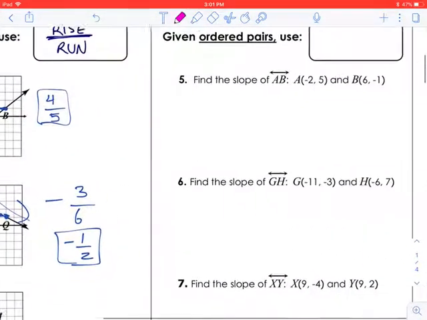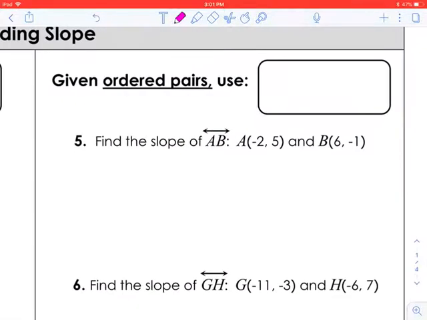Okay? So the same thing goes for ordered pairs. But we can't use rise over run, so what we have to do is use the slope formula, which is y minus y over x minus x. Okay? So now for AB, I've got 2 points, x y and x y. It doesn't matter which one you start with, just as long as you start with the same one on top and bottom. So I'm going to go ahead and start with B.